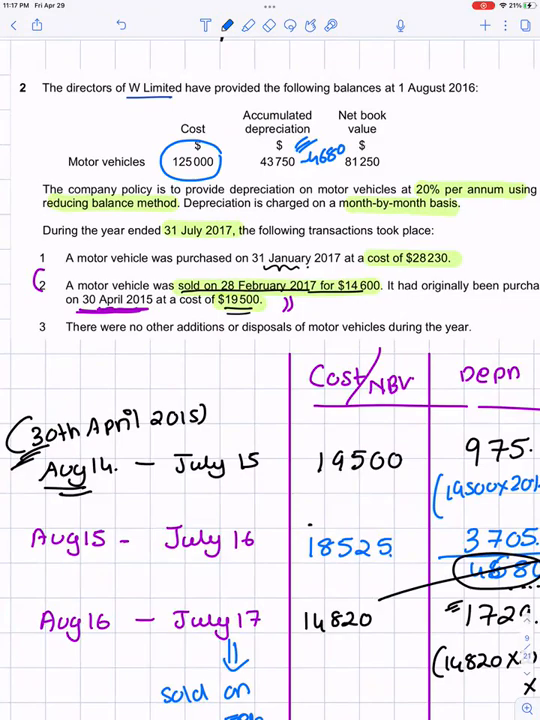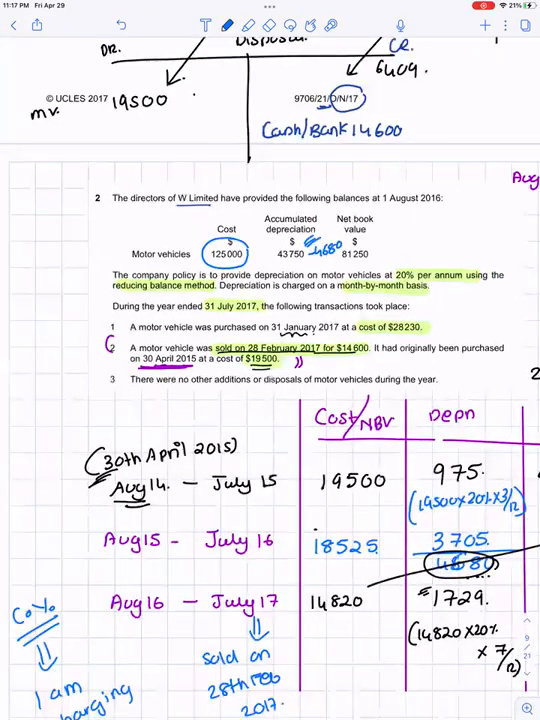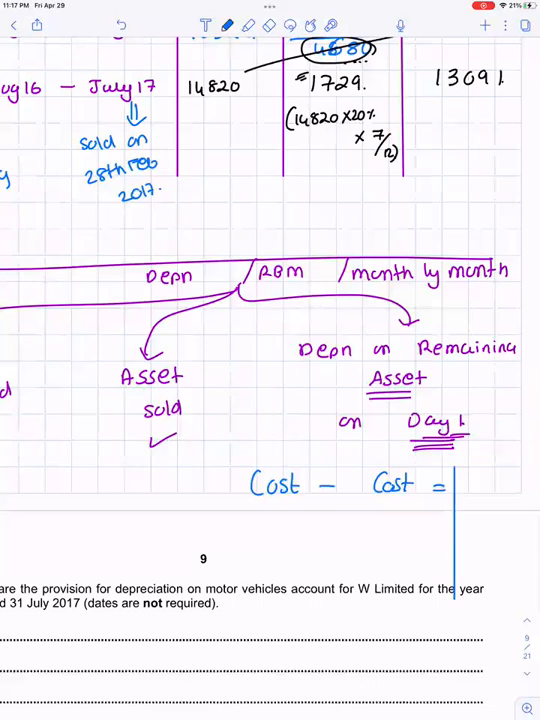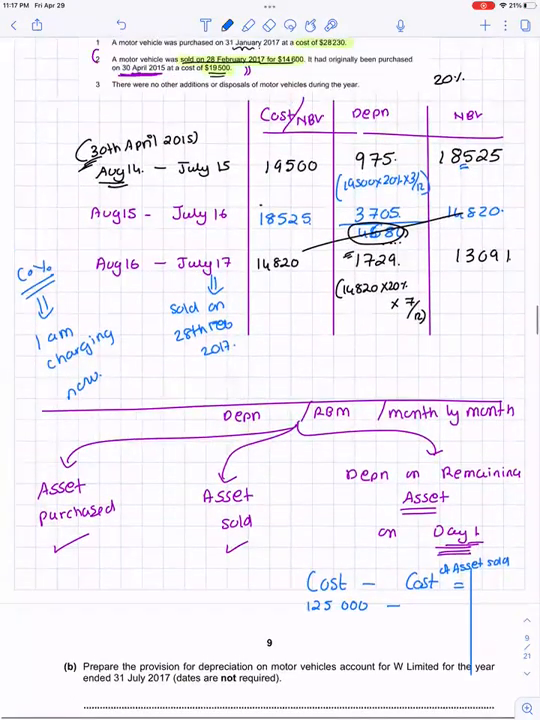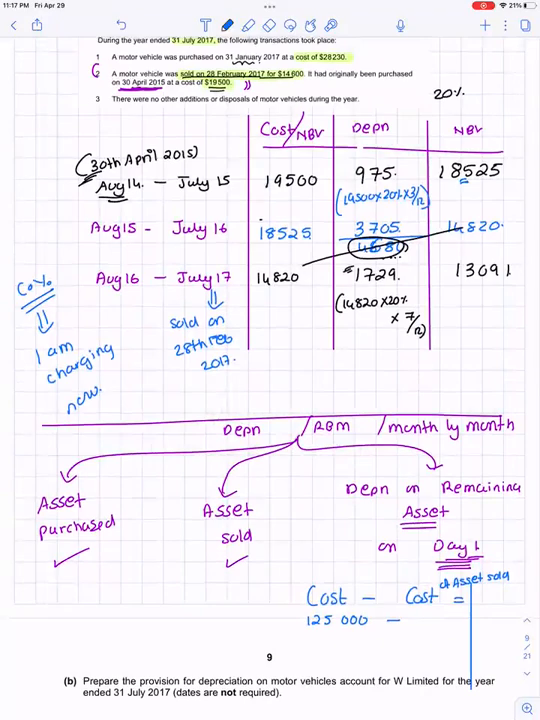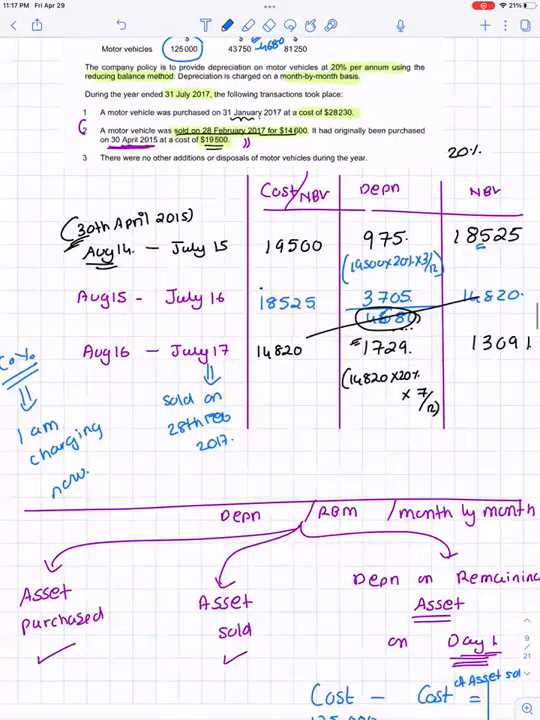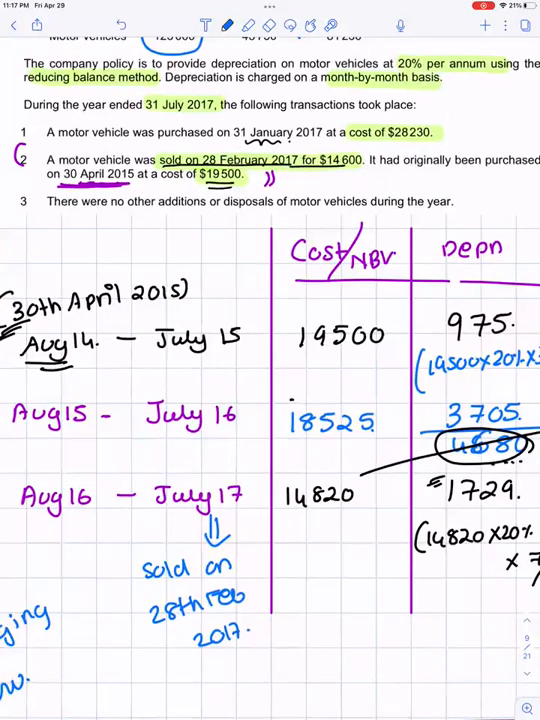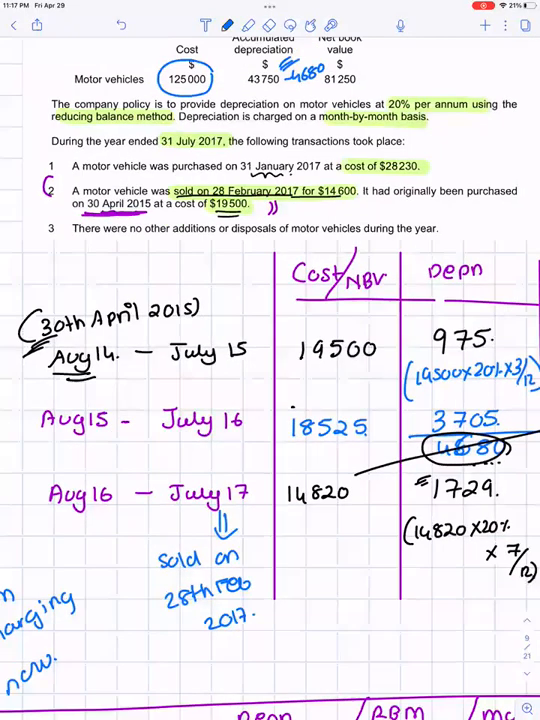125,000? What is the cost of assets sold? 14,600. What is the cost of the assets sold? 19,500.